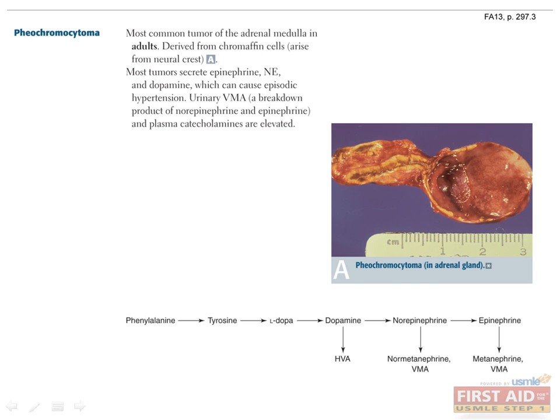You should be familiar with the pathway on this page describing the metabolism of catecholamines. Also recognize that the final conversion from norepinephrine to epinephrine occurs only in the adrenal medulla because it requires the PNMT enzyme that is only expressed there. Diagnostic testing includes checking levels of plasma catecholamines as well as looking for breakdown products in the urine such as HVA, normetanephrine, VMA, and metanephrine.